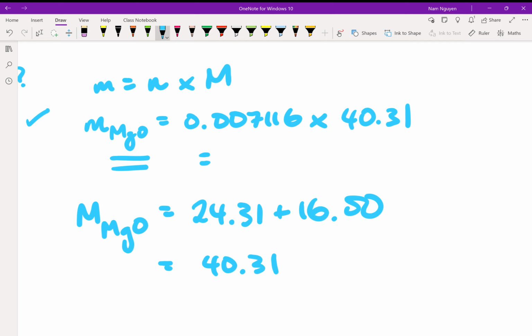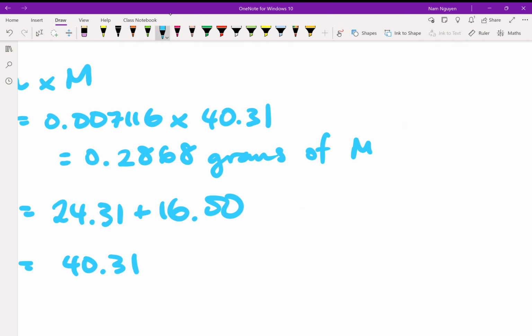Magnesium and oxygen. Alright, so what's the calculation, Marvin? 0.2868. Okay, we'll leave it there. So this number here is your theoretical mass. Okay?